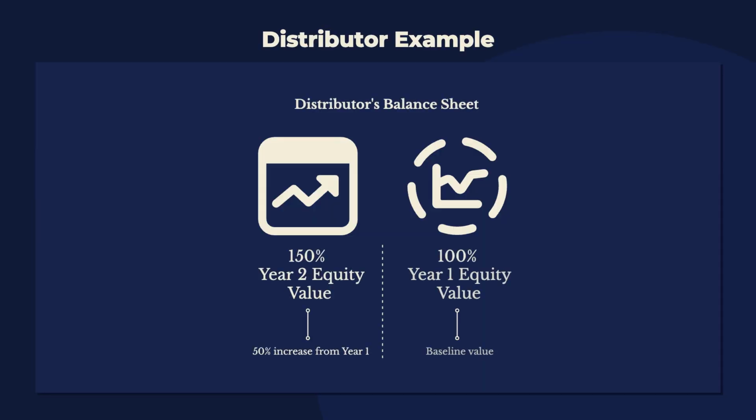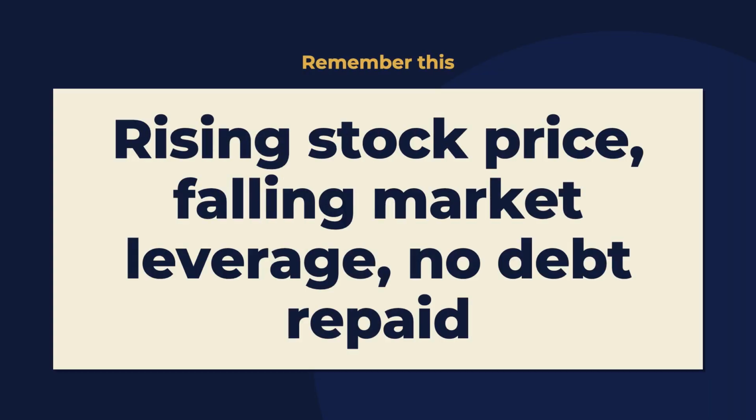Picture a distributor whose stock rises by half over a year, while its debt stays exactly the same. Its equity value has grown substantially, its debt has not, so its market debt ratio falls, purely from share price appreciation. A rise in share price and a fall in market debt ratio travel together, mechanically and without any action from management. A bigger equity denominator simply makes the same debt a smaller share of the total.